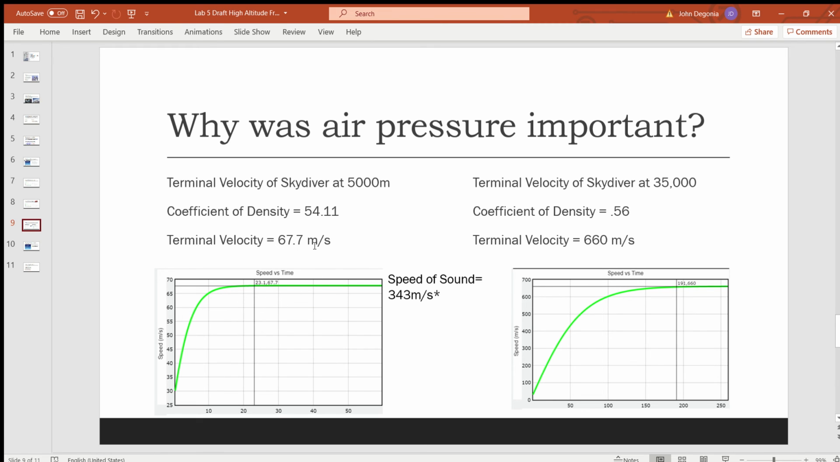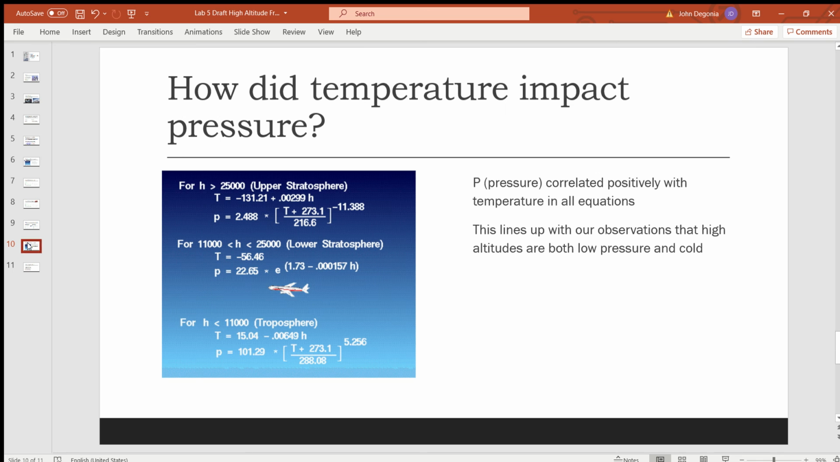But it's not nearly as fast as the speed of sound because our coefficient of density at that altitude is very high. Meanwhile, at 35,000 meters, you've got a much lower coefficient of density, and you can hit a ludicrous speed of 660 meters per second. So as you can see, the best time if you want to go fast is, of course, at high altitudes.